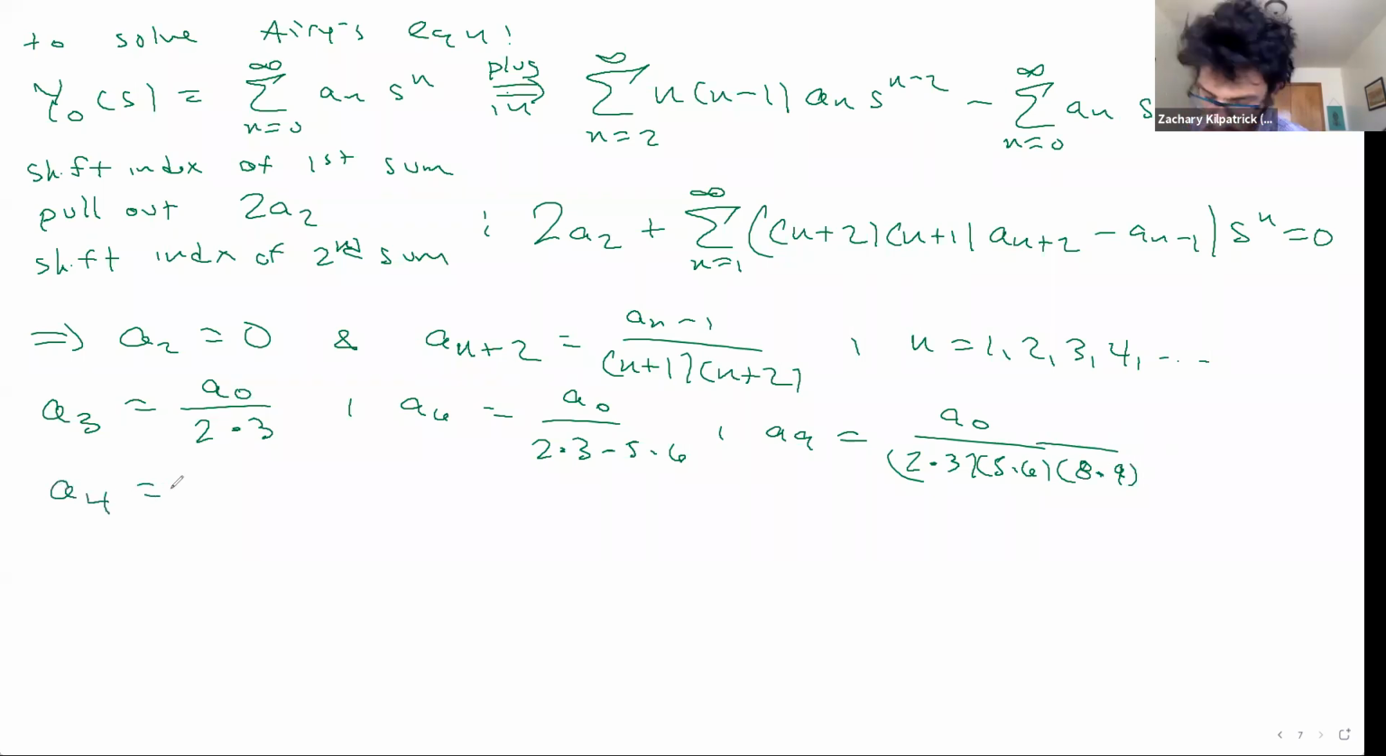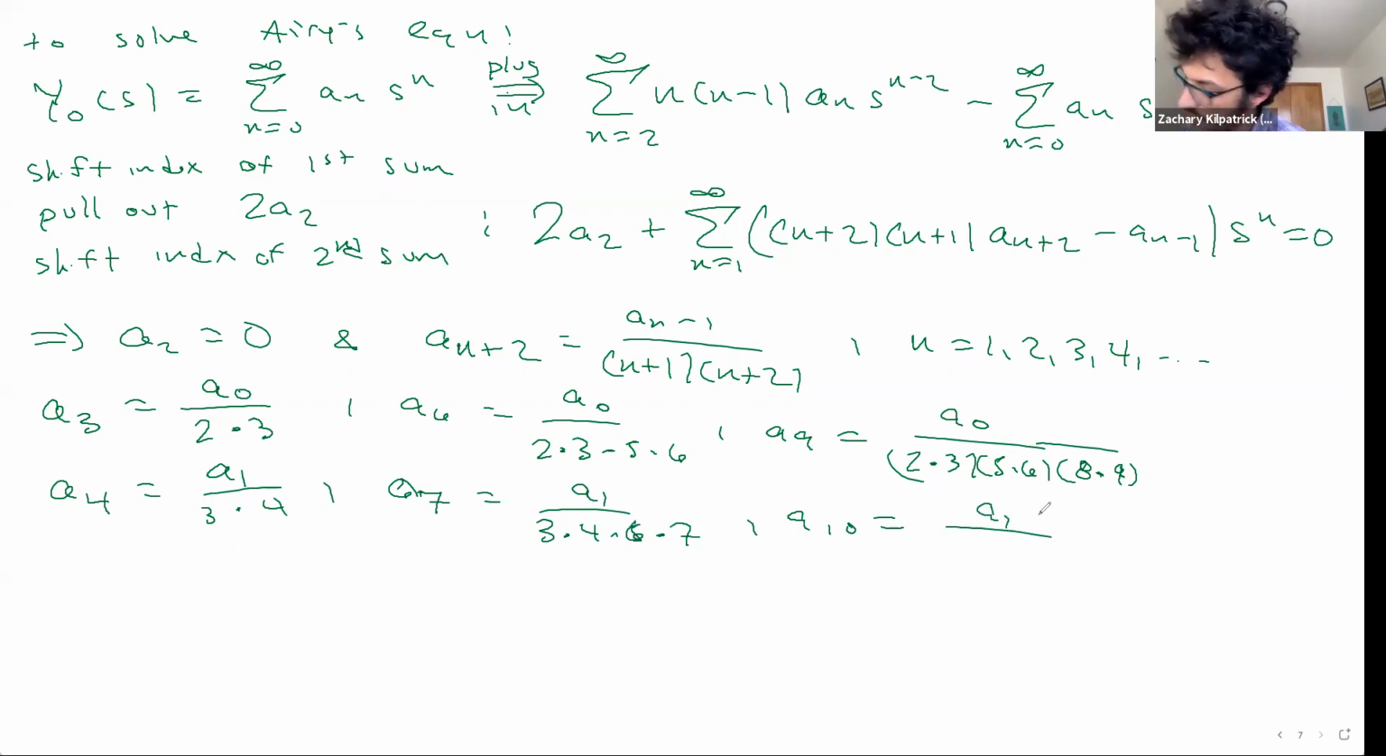And also A4 is equal to A1 over 3 times 4. A7 is equal to A1 over 3 times 4 times 6 times 7. And A10 is equal to A1 over 3 times 4, 6 times 7, and 9 times 10.